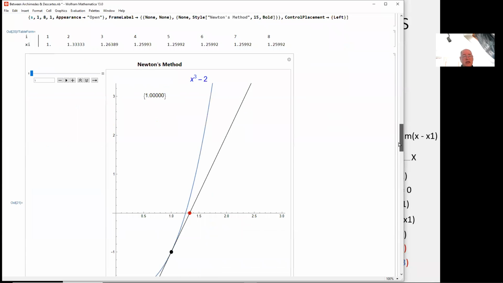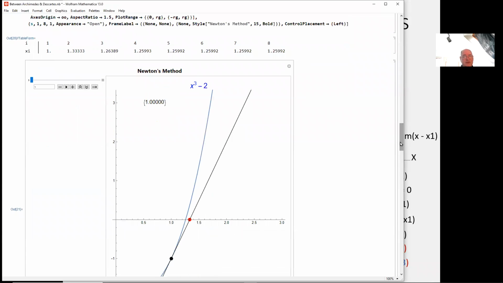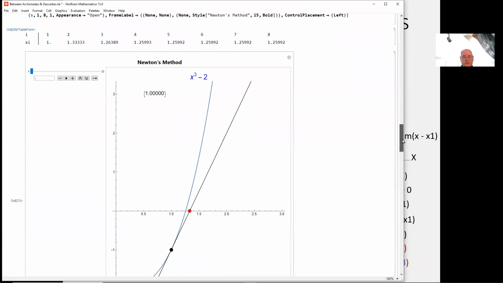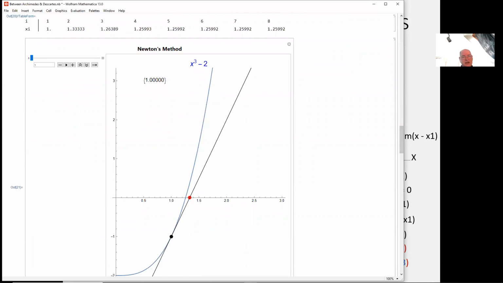I'm going to do this in steps, each step finding x1, the next x2, and the next x3, using Newton's method. I have the steps up here in the table. I'm going to start with 1. Okay, what's the next step? I'm going to get the x-intercept. That x-intercept is right here. It's 1 1/3. Well, let's take now 1 1/3. Let's use that as our next point. Let's go to the next step.